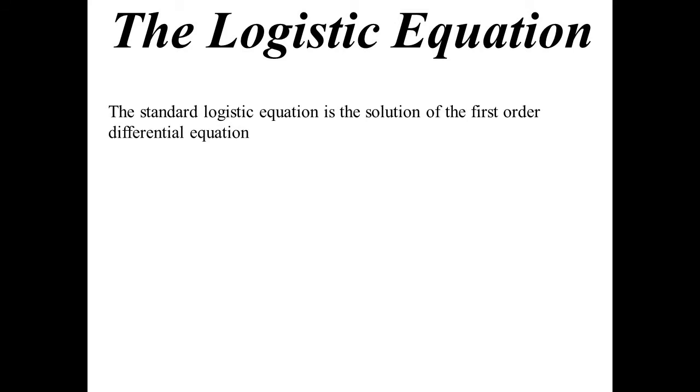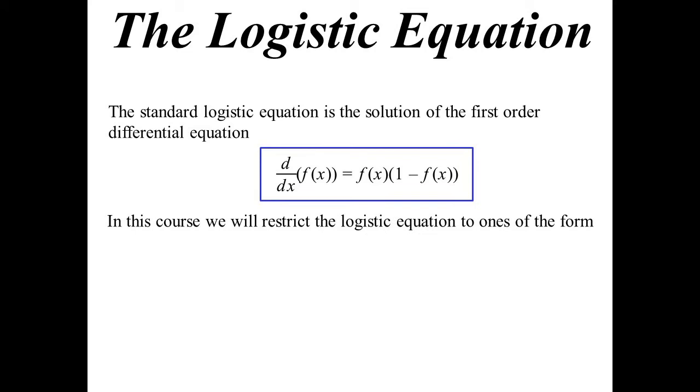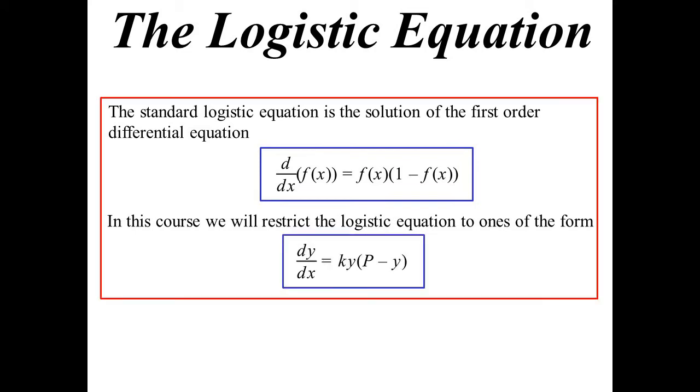It actually appears more often than you would realise. The standard form is this. The derivative of some function of x is equal to function x times 1 minus function x. That sort of pattern we're looking at. We're going to be restricted in our course to one simply like that. dy/dx is equal to ky and then some p minus y. So it may or may not be 1. So let's do the most simplest of them all then, where it's y, 1 minus y.